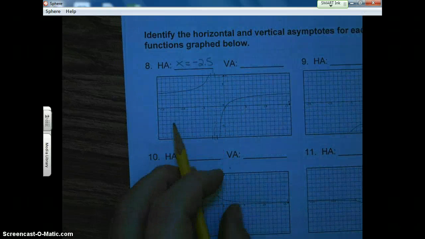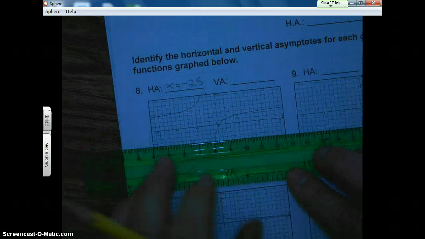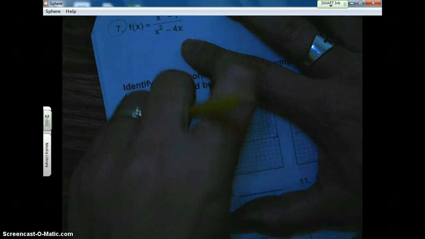Vertical asymptote. All right. Not vertical. I'm sorry. I did that one wrong. Put it in the wrong spot.